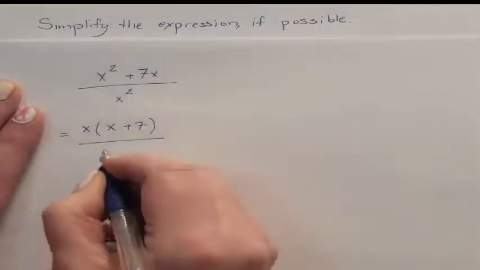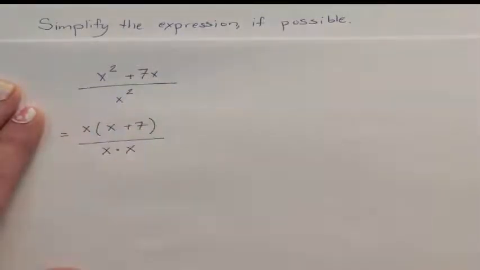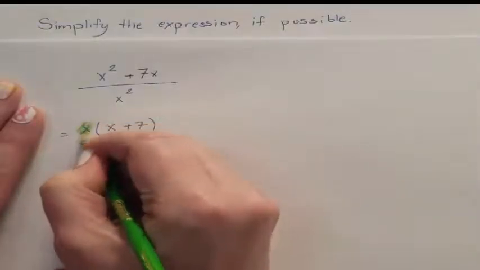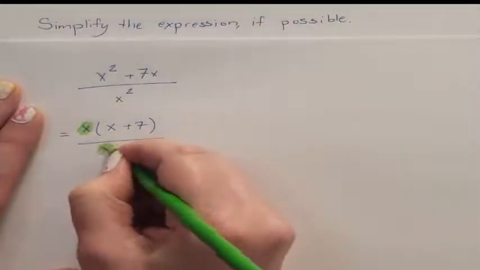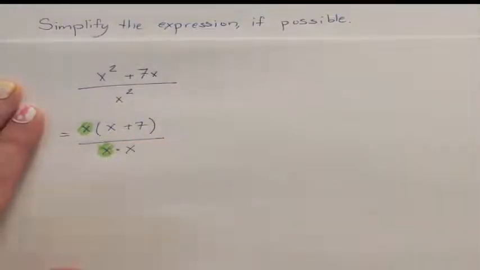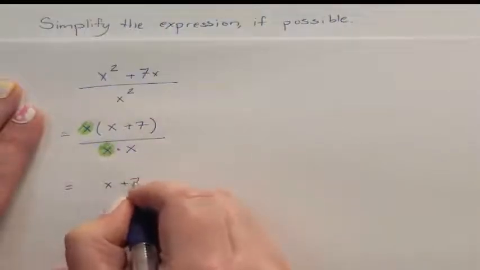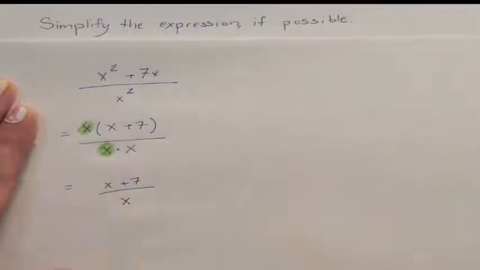Prime factorizing x squared is x times x. I can now see that I do have a fraction of a 1. This whole parenthesis x and this whole parenthesis x actually simplify each other out. They cancel each other out. So I'm left with the x plus 7 in the numerator and an x in the denominator.